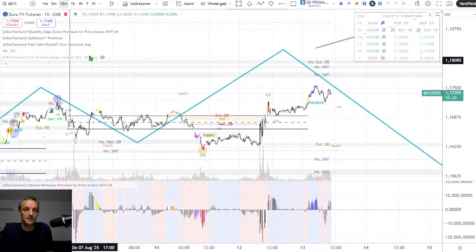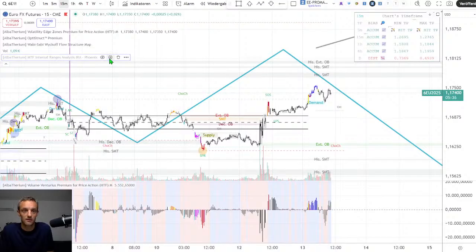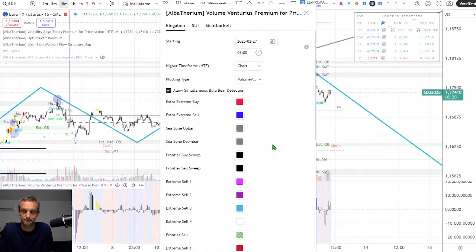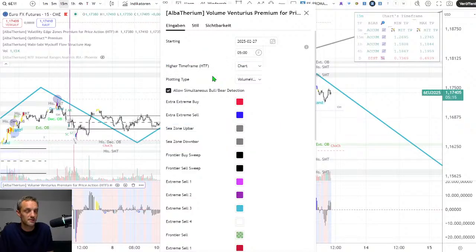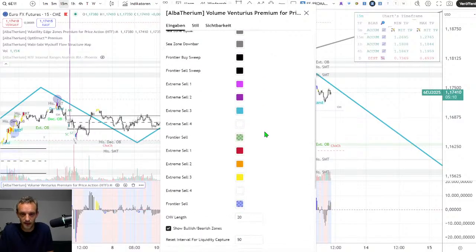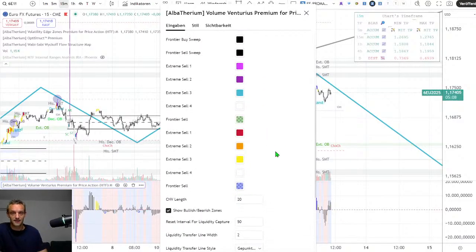So there is a color code for volume ventures. No, this is not the white one. For volume ventures, you need to change C-zone up and C-zone downward to gray, and the rest is all standard. Also the higher time frame you need to change to chart. These are the only things you need to change from the beginning on. And then there are these colors: extreme sell, extreme sell 3.